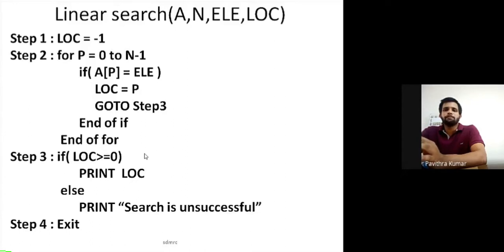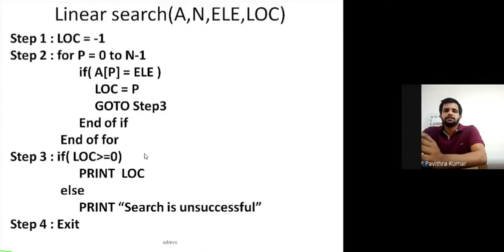That's why for comparison, let me take an if statement. So what I'm going to compare is element with A of p. If A of p is equal to element, in case it is true, I will note the location value. So location is equal to p. That is, the current value of p will be noted. And once the location is found, I need not search with other elements because I already got the searching element. I will directly go to step number 3.